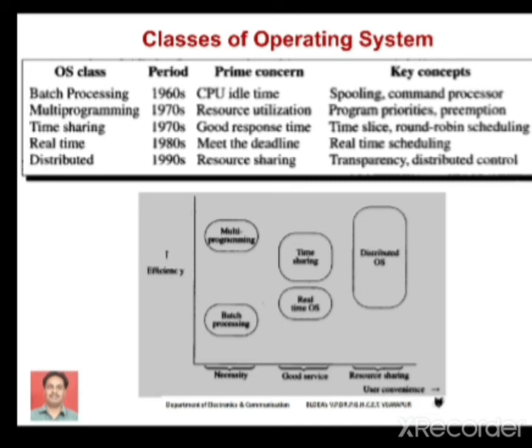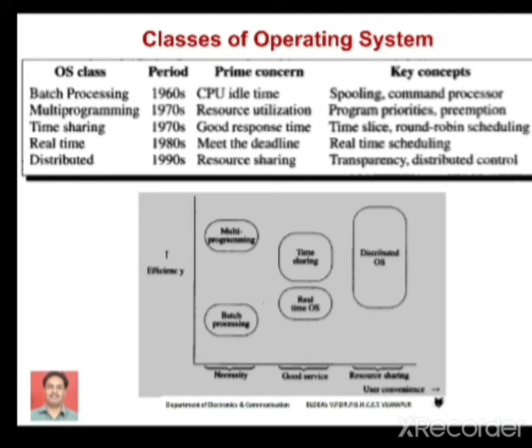Then we have the third operating system called time sharing. This time sharing operating system was developed in the late 1970s, and the main goal of a time sharing system was to provide good response time. Here they had a single operating system with a single CPU, but they allowed multiple users to access this single CPU. The available time was shared. That's why it is called a time sharing operating system.